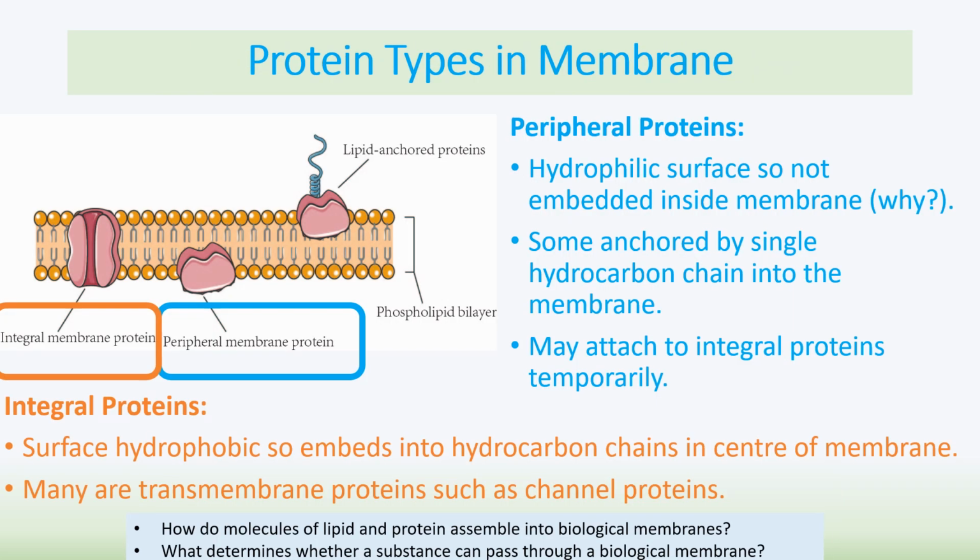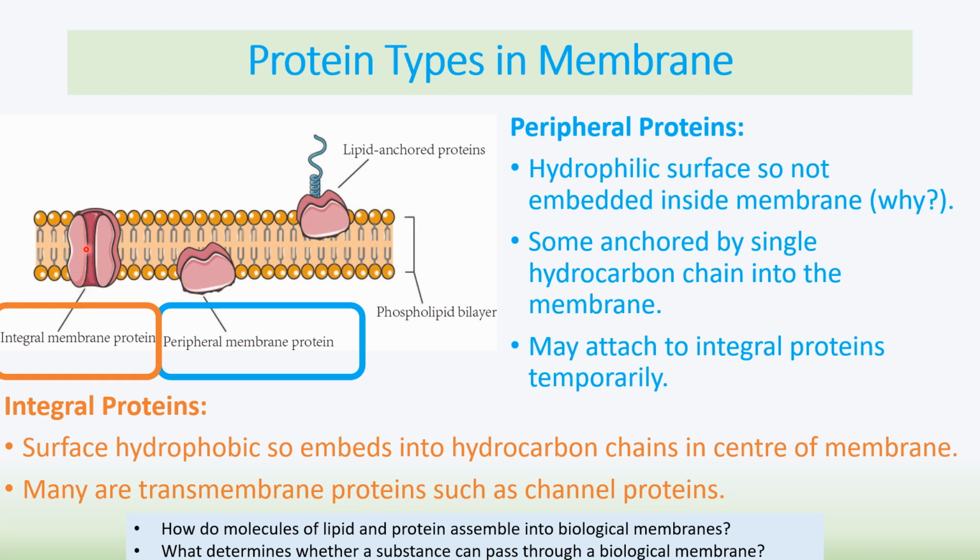So to support the movements across membranes using facilitated diffusion or active transport, there are lots of proteins within the cell membrane. Now there are two groups of proteins. The first group is what we call peripheral proteins, and peripheral proteins exist just on the outside of the outer layer of the membrane, and are just embedded just inside the membrane, as you can see here. Some are anchored down by a single hydrocarbon chain, and they may attach temporarily to integral proteins as well. But their role might be that they are hydrophilic, which means they might then become enzymes within the membrane.